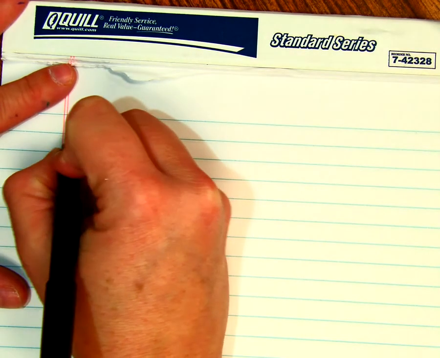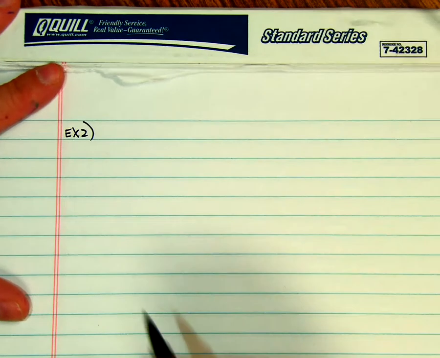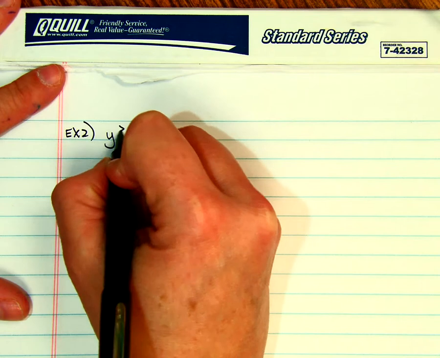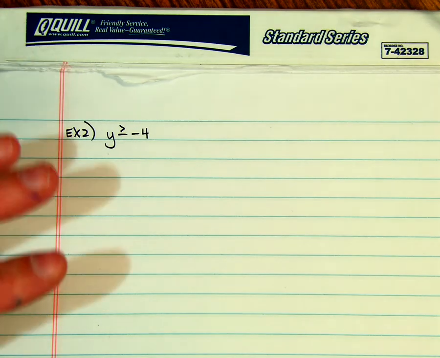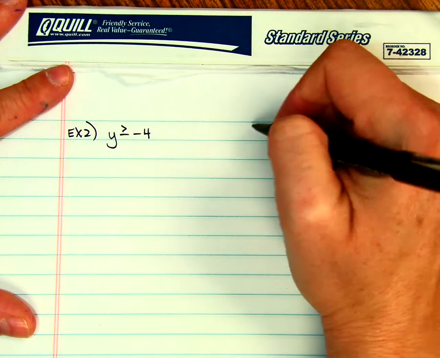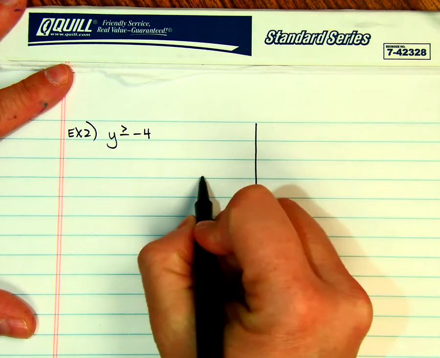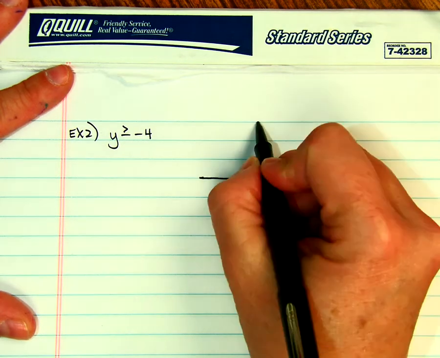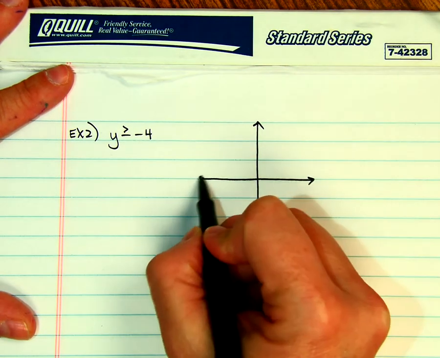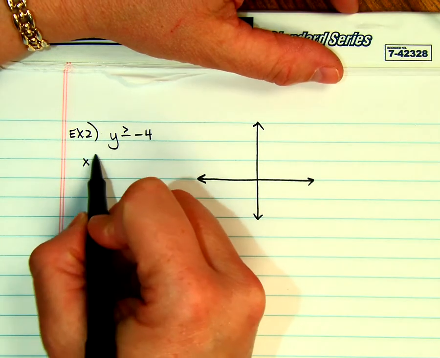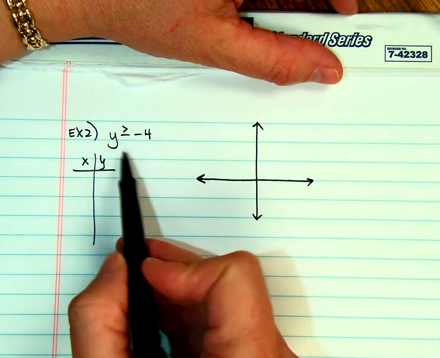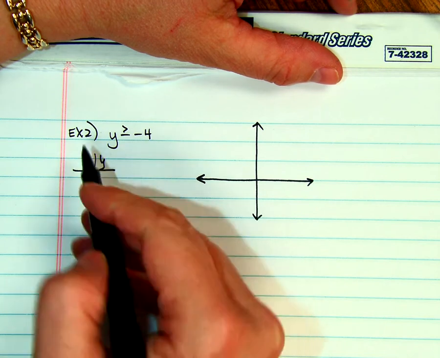So let's do example 2. We have y is greater than or equal to negative 4. Again, I'm just going to draw this one up. This is an easy one. If y is greater than or equal to negative 4, that means that all of my y's would have to equal negative 4.